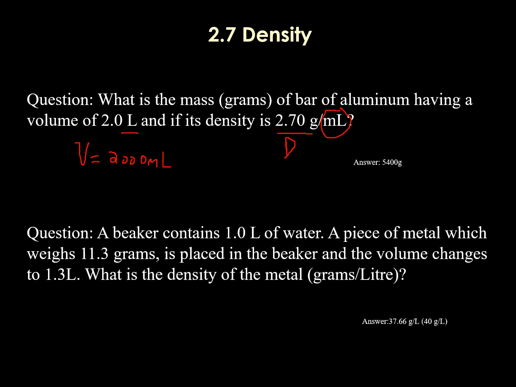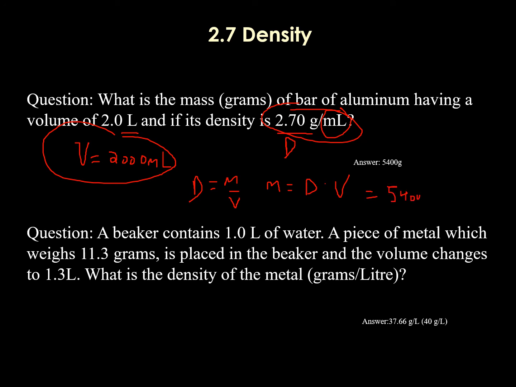And you know D, so if D equals mass over volume, and we want to find the mass, it's going to be mass equals density times volume. So you're going to multiply 2,000 times 2.7 grams per mL, and we get 5,400 grams. And this is going to be 2 significant figures because in the question, 2.0 liters is 2 significant figures.